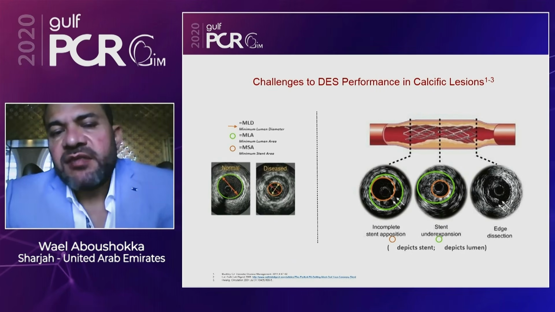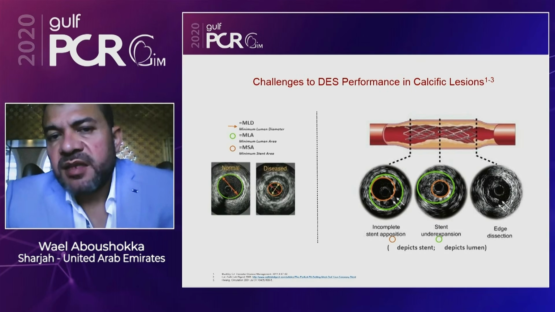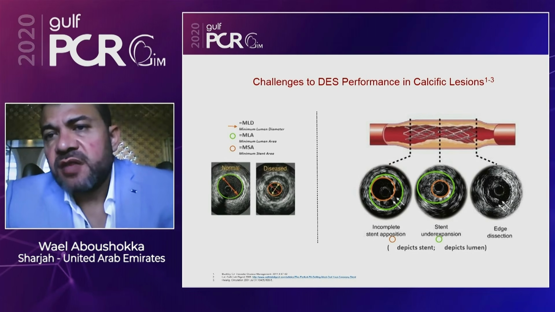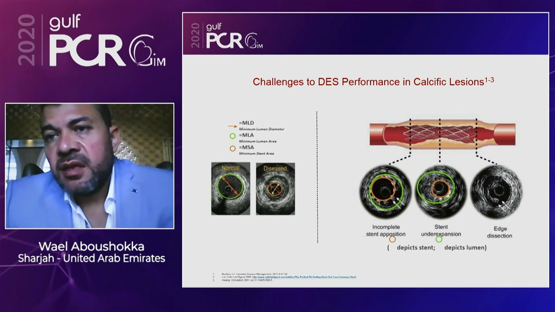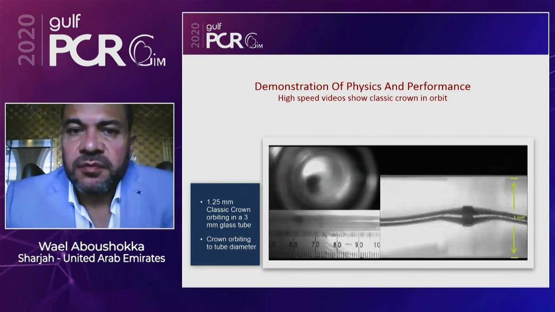The problem of calcification is not only delivering your stent, but also proper stent expansion, malapposition, and edge dissections. These are three factors that you have to take care of. Unfortunately, they can be missed easily if you are using only angiography, and in most of these cases, I would recommend using intravascular imaging.